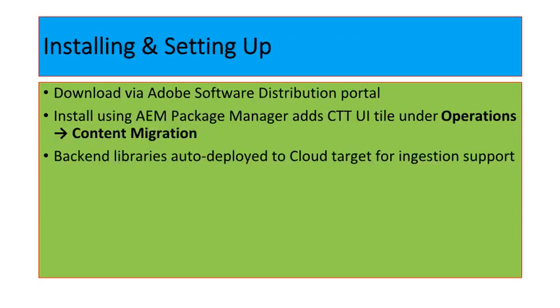You can download CTT from Adobe's software distribution portal. Installation involves uploading a package via AEM's package manager. Once installed, a new content migration tile appears in the tool's menu. Adobe also deploys server-side libraries on the cloud side to support ingestion.